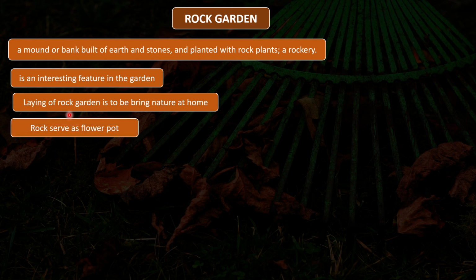So here in a rock garden, rocks serve as a flower pot, right? What does this mean? That when we use rocks in the rock garden, between the rocks we have space, and in that space we will put our plants. So rock will serve the purpose of a flower pot.